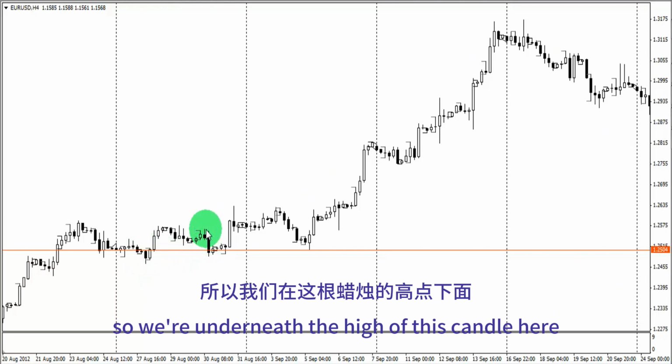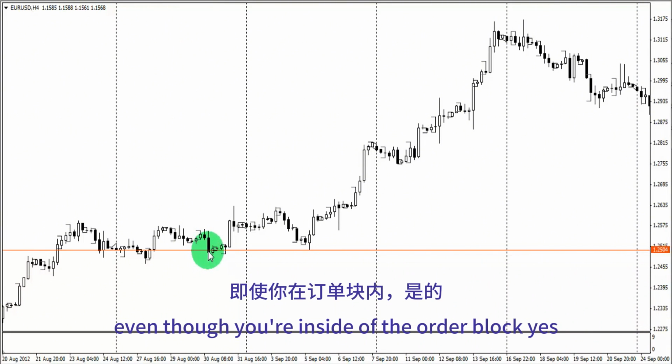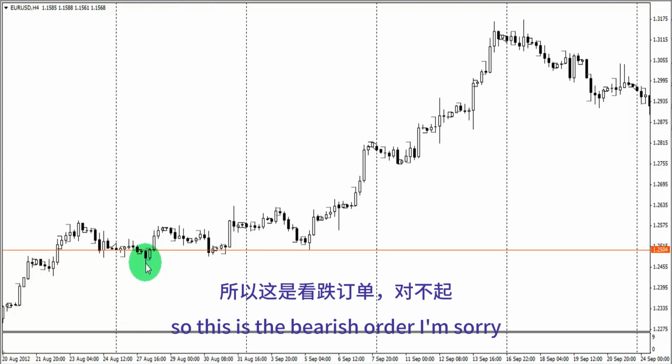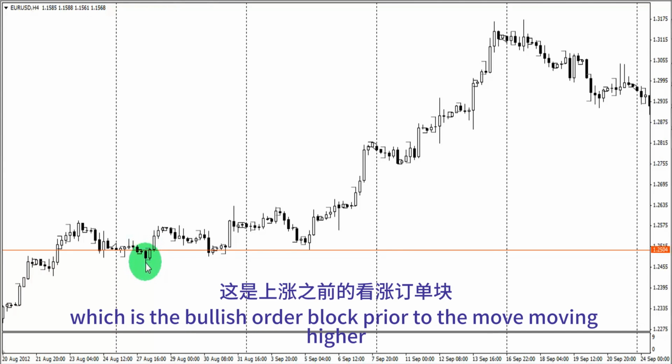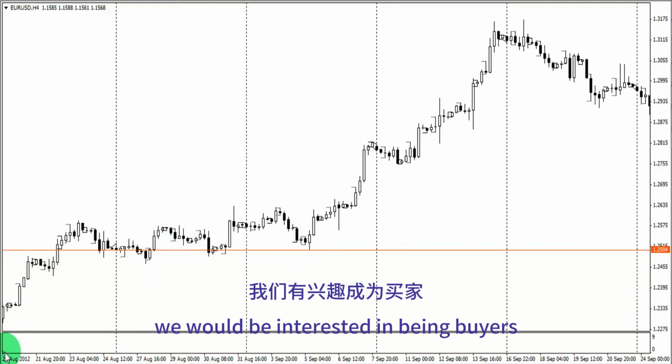So we're underneath the high of this candle here. At this time point, you really wouldn't be utilizing here, even though you're inside of the order block. Yes, the parent price swing begins here. So this is the bearish, I'm sorry, the bearish candle, which is the bullish order block prior to the move higher. So if price comes back down to that level, we would be interested in being buyers.